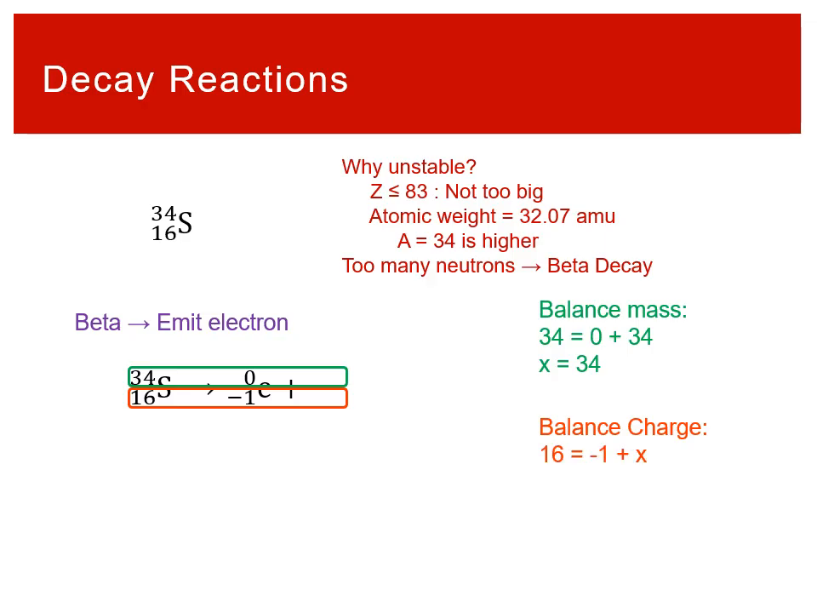It was 16. I lost a negative charge, which means it is 17. So I know the atomic number is 17, the mass is 34. I can look it up. That means it's going to be chlorine. Okay, so if you have a sulfur 34 atom, that's going to turn into chlorine 34.